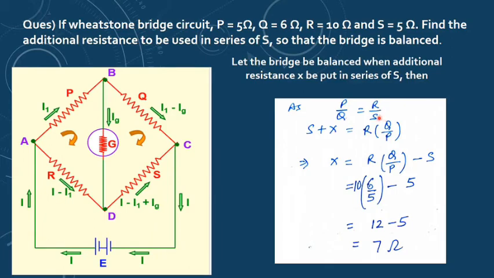Now if I am using some resistance X in series, then in place of S I will be writing S plus X. So S plus X, you can solve the value by cross multiplying. You are getting R into Q upon P. So if you put the values of P, Q, R and S, you are getting the value of X equals to 7 ohm.